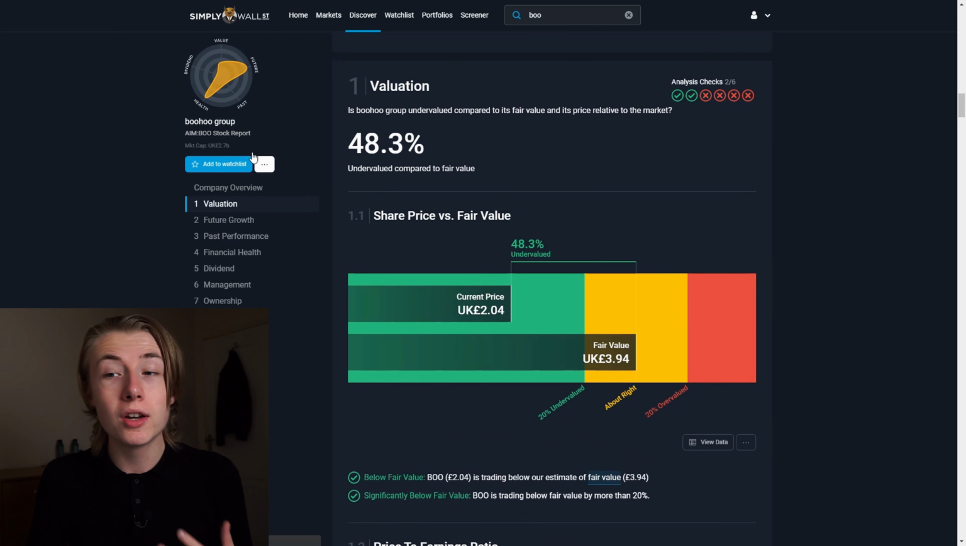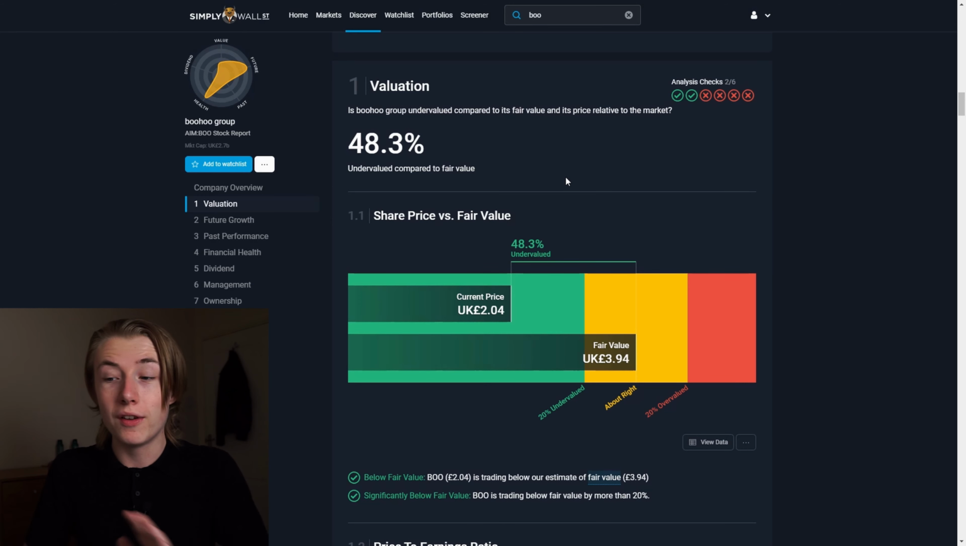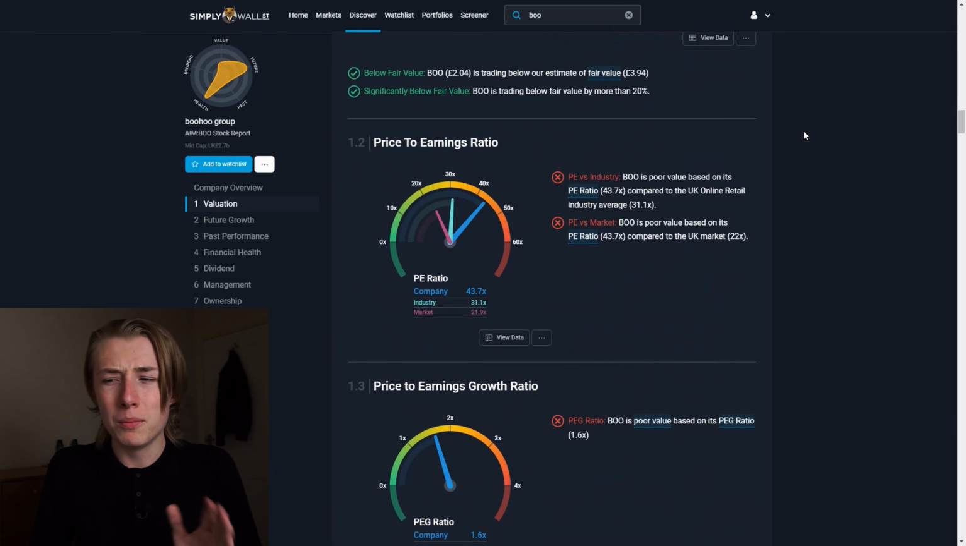And when we look at the valuation, please realize that Simply Wall Street is about a day out of date. So I recorded this on Wednesday night, but the information will relate to Tuesday. It says the current share price is about £2.04. I disregard the share price versus fair value. I think sometimes it's very off. This seems a little bit more accurate, but I'm not interested in that.